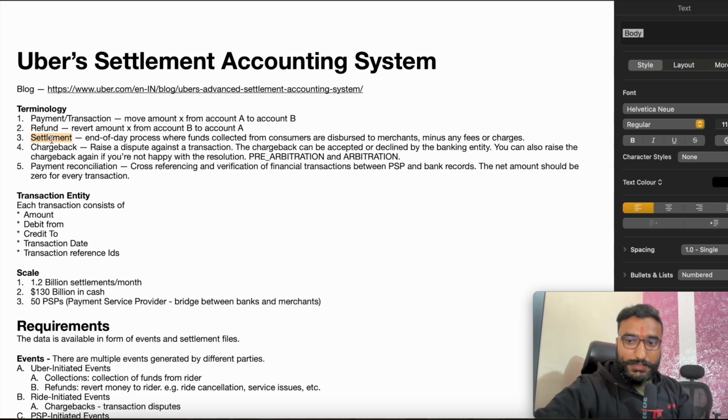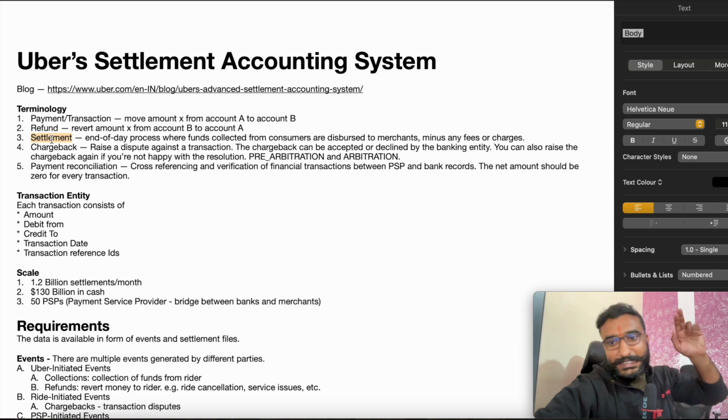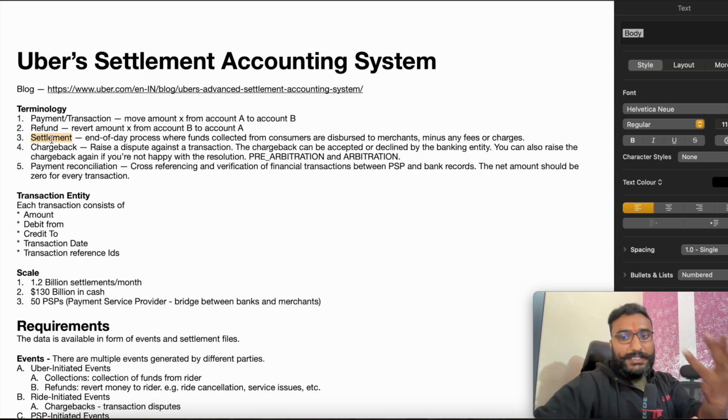This amount is credited to Uber's bank account in bulk, because it would become a tedious process for Razorpay to pass on each and every transaction to Uber. So what they do is, for the entire day or for 2 days, as per the settlement cycle, let's say T+1 or T+2, the entire transactions are combined into one, and then a bulk transfer is made. So that's what we mean by settlement.